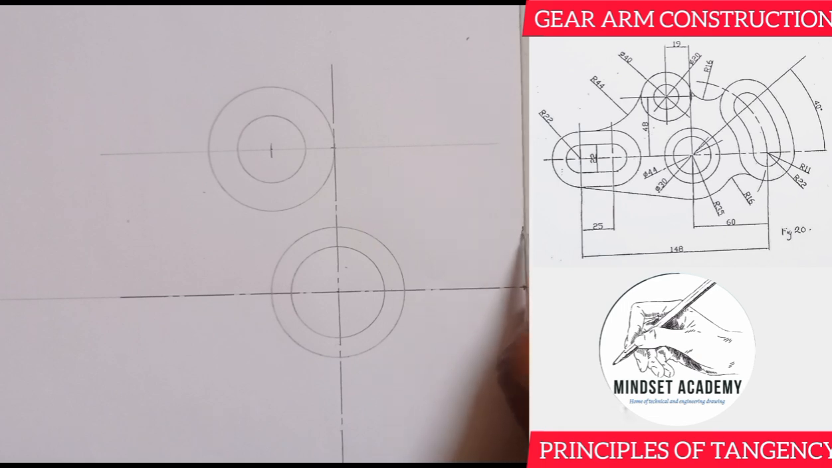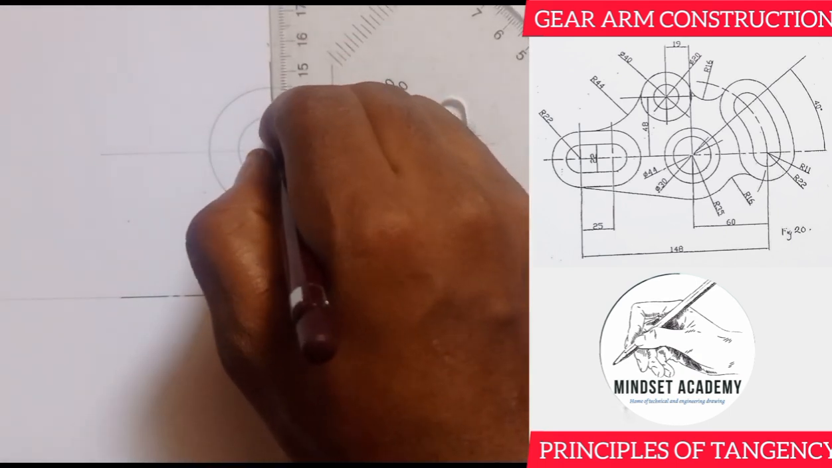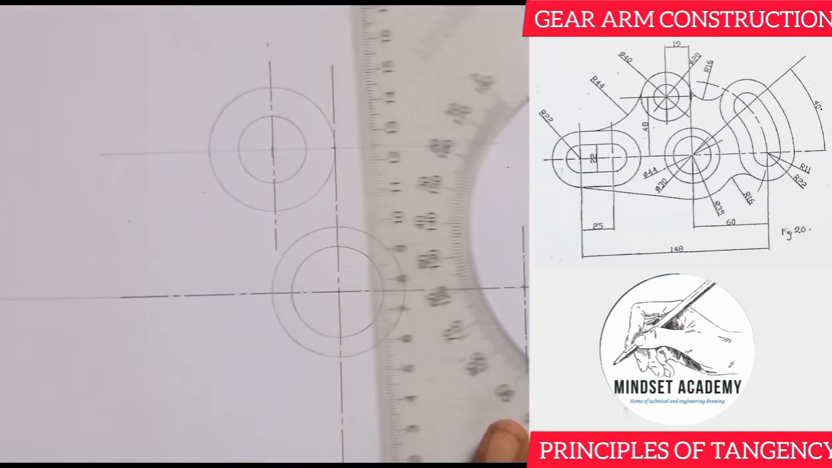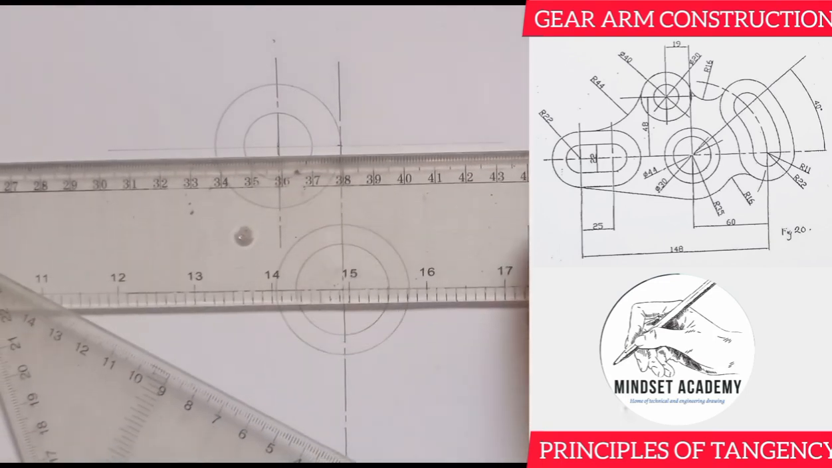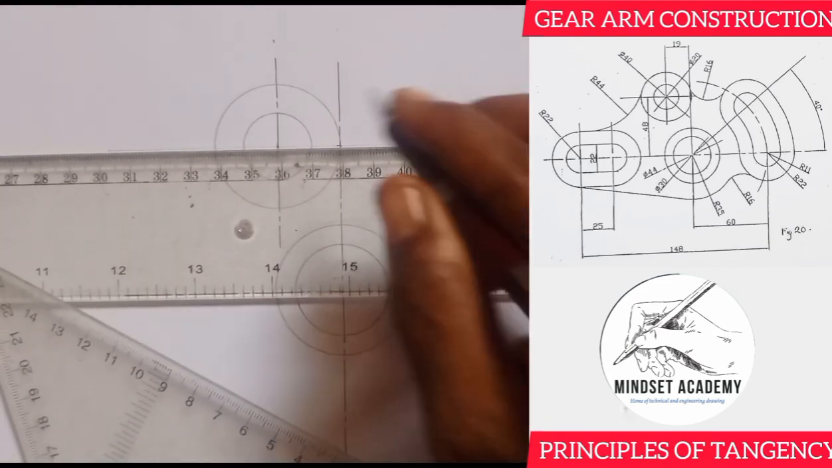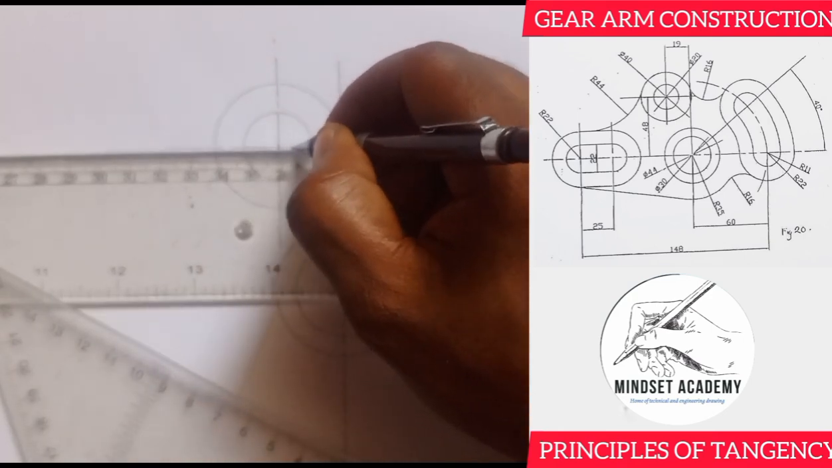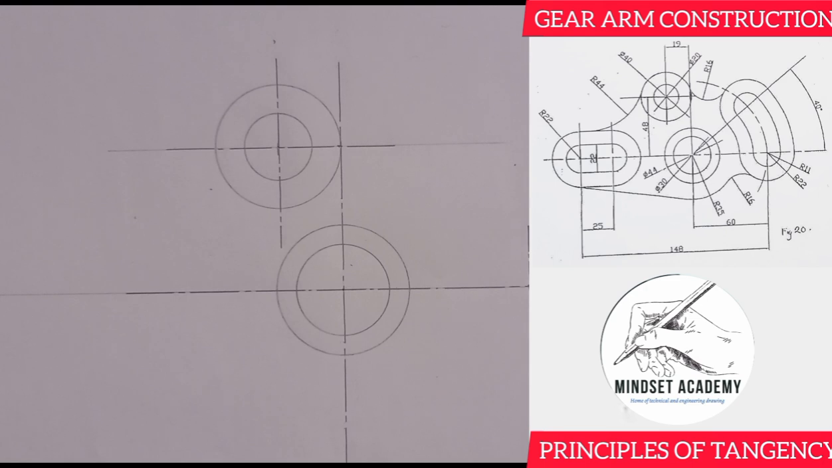I'll just come long, short, long, short, long, short, long. Here too, the same thing. Long, short, long, short, long, short, long. And towards the side also. Long, short, long, short, just like that. Hope you can see what I'm doing.